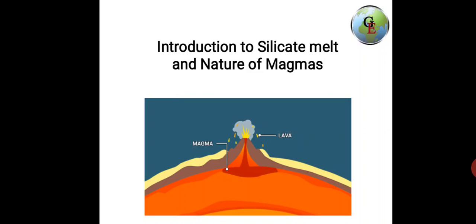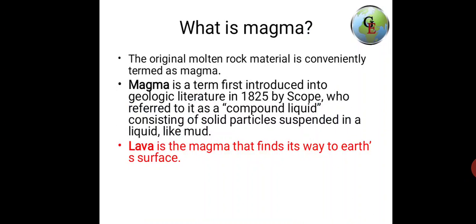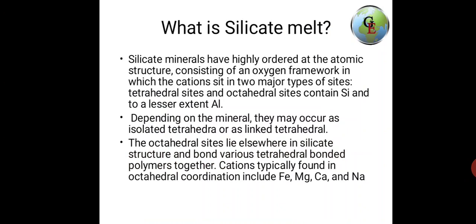Today we will discuss an introduction to silicate melt and the nature of magma. What is magma? The original molten rock material is conveniently termed magma. The term was first introduced into geological literature by Scrope in 1825. According to Scrope, magma is a compound liquid consisting of solid particles suspended in liquid, like mud. Lava is the magma that finds its way to Earth's surface.